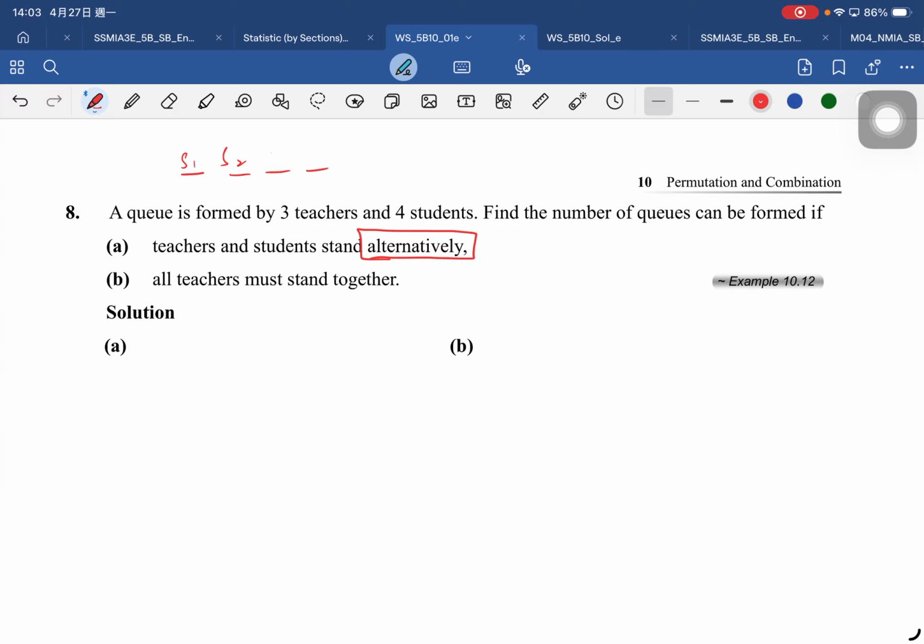Suppose S1, S2, S3, S4. So how about the teachers? Alternatively should be teachers. So if the first one is student, second one should be teachers. T1, T2, T3. Only 3 teachers. That means just like this. Understand what I mean? So in this case, if you arrange the student first, that means 4 factorial or 4P4.